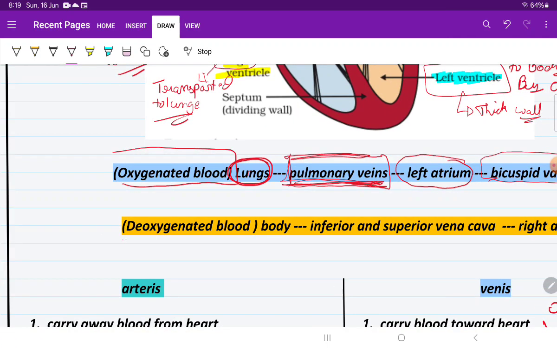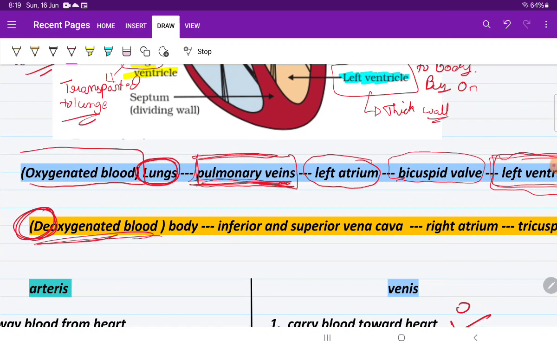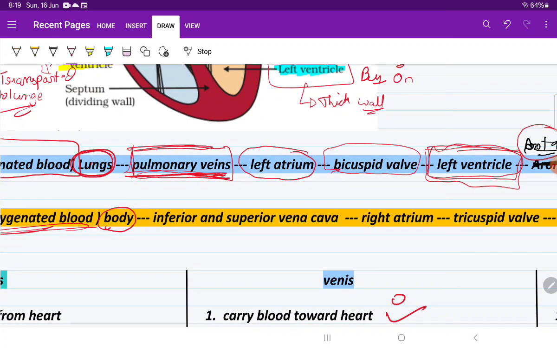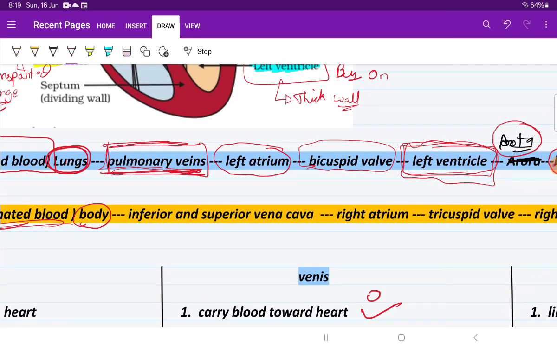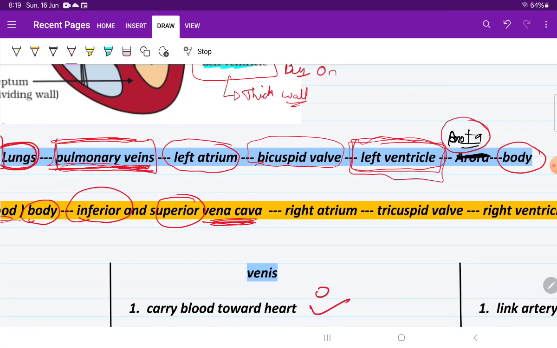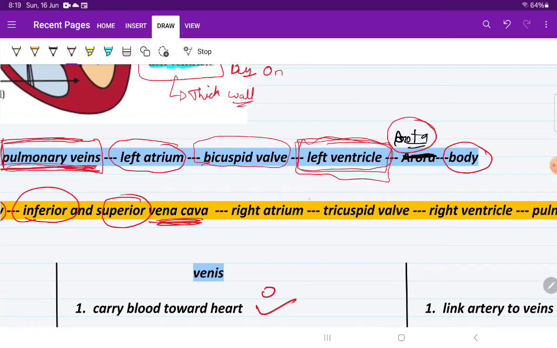Now let's see the deoxygenated blood. First of all, as we have taken the oxygenated blood from the lungs, there is deoxygenated blood in our body. So from the body there are two types of vena cavas, but you don't have to write superior and inferior vena cava. This is for your knowledge only. Superior and inferior vena cava receive deoxygenated blood and carry it to the right atrium.